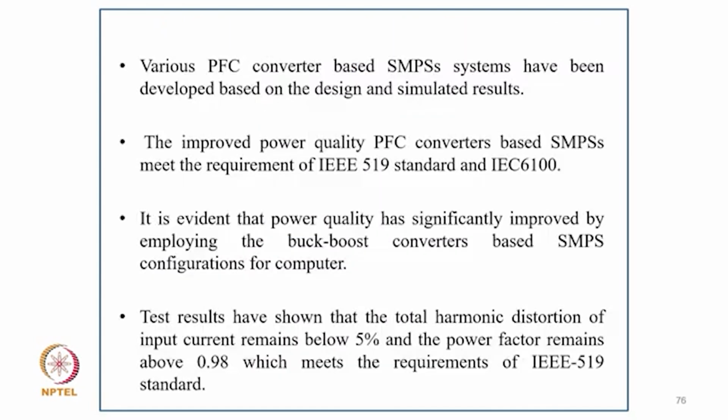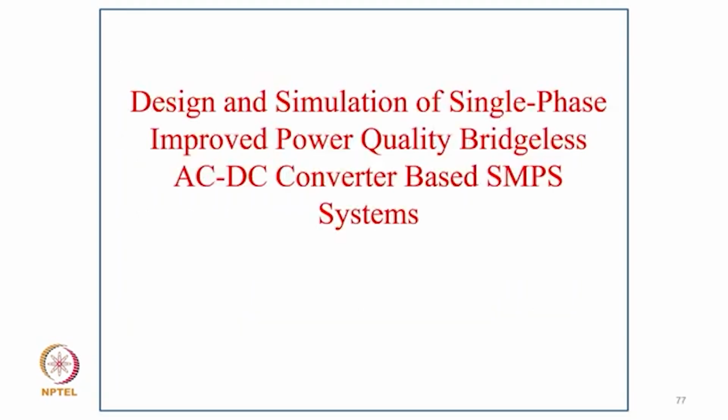So various PFC power factor correction converter based switch mode power supply systems have been developed based on the design and simulated results, and the improved power quality power factor correction based switch mode power supplies meet the requirements of IEEE 519 standard as well as IEC 61000 standard. It is evident that the power quality has significantly improved by employing the buck boost converter based switch mode power converter for computer power supply, and test results have shown that the total harmonic distortion of input current remains below 5% and the power factor remains above 0.98, which meets the requirement of IEEE 519 standard.